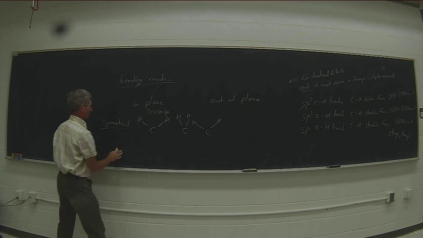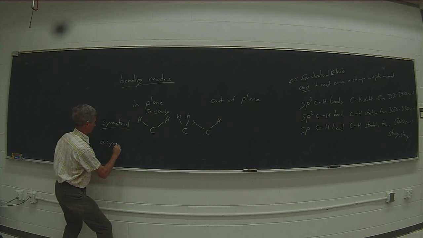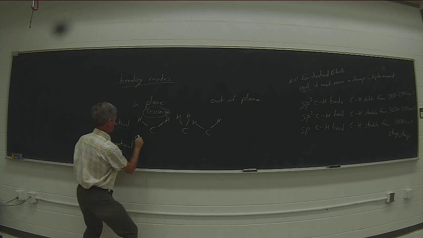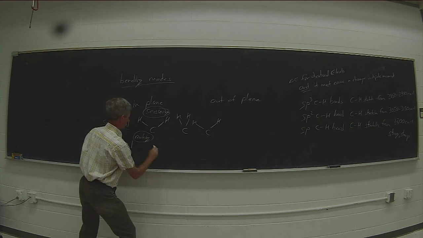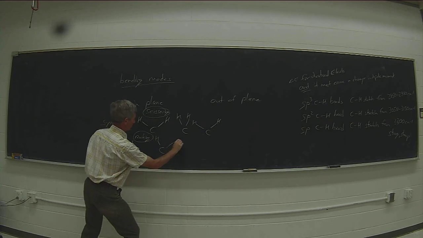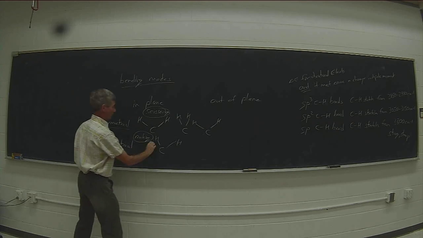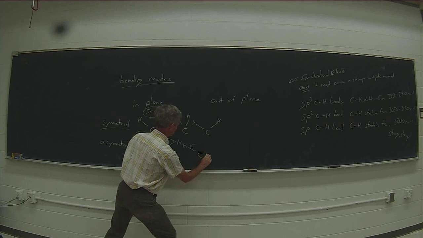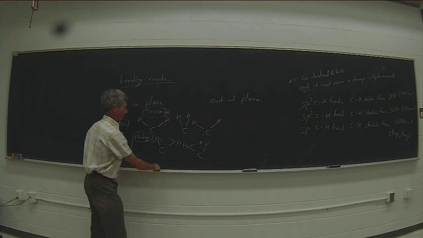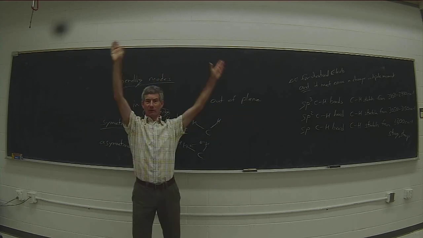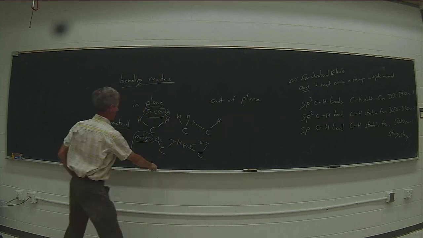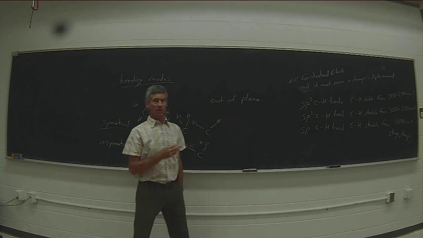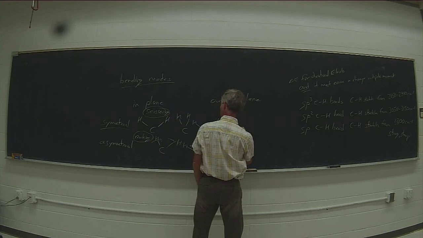And there's an in-plane asymmetrical mode, which is referred to as rocking, where both hydrogens are moved to the right and to the left. So the rocking mode looks like this, waving back and forth. And then out of plane, you have a symmetrical out of plane mode, which is called wagging.